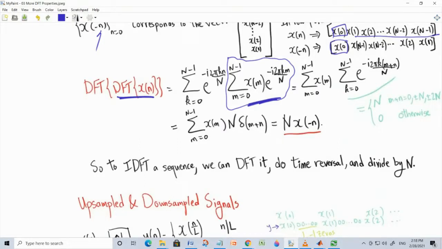I just use the index m; you can use whatever index of your choice. The only choice that is prohibited is k, because k is already used, and the output of your DFT is a function of k. So I used m. What is this thing? This is the DFT of x of n. Now I will take its DFT. What do I mean by this?